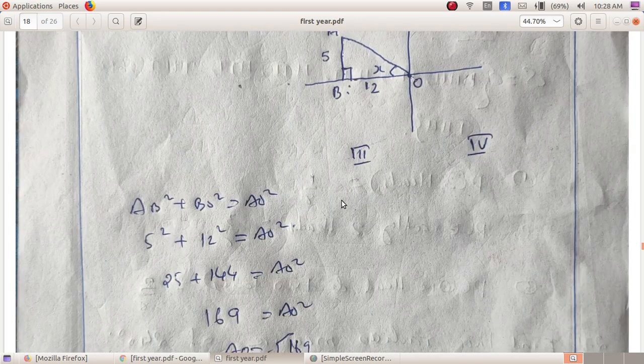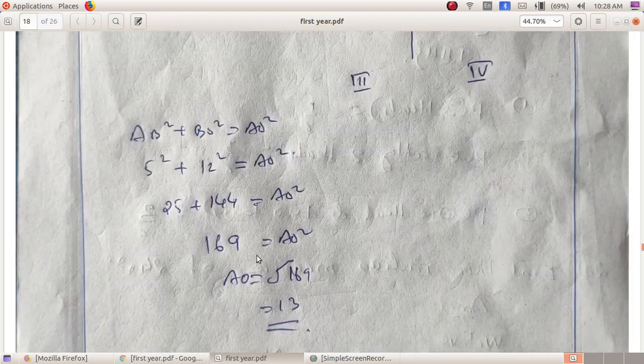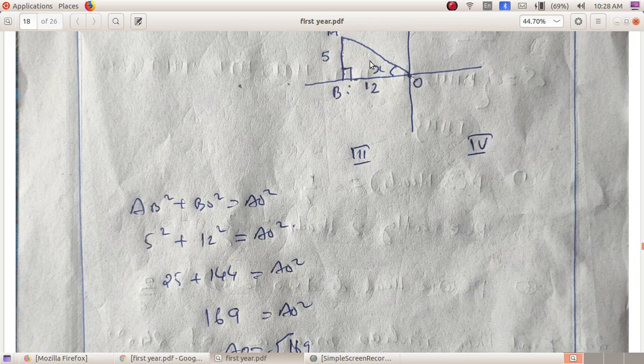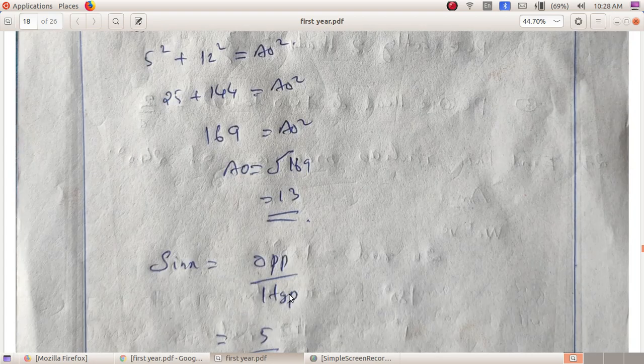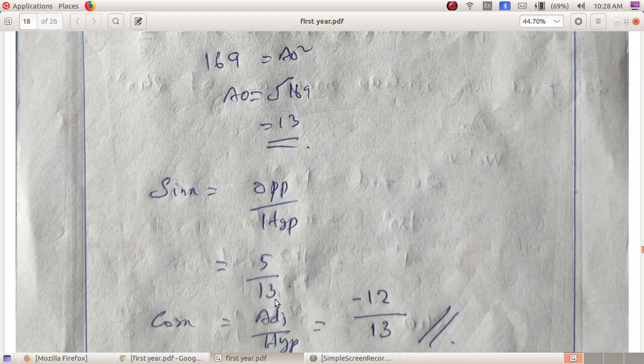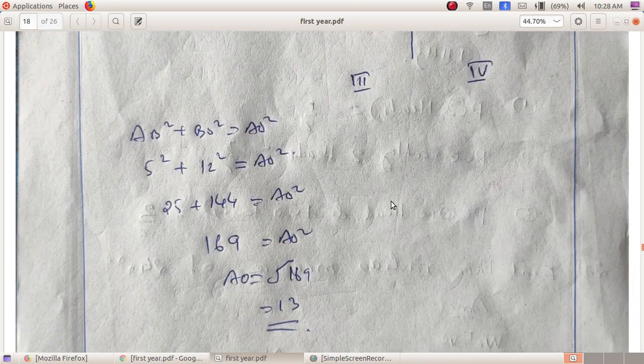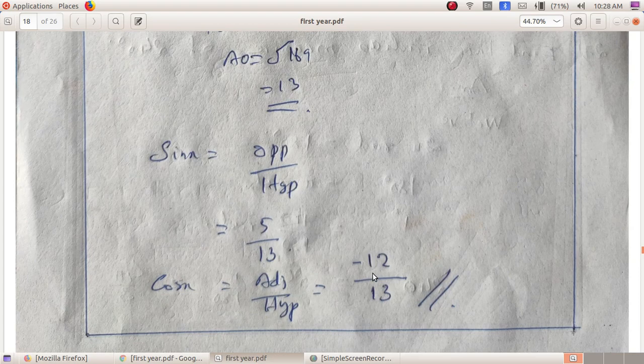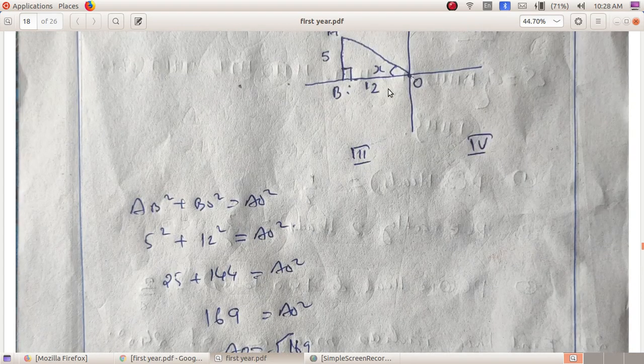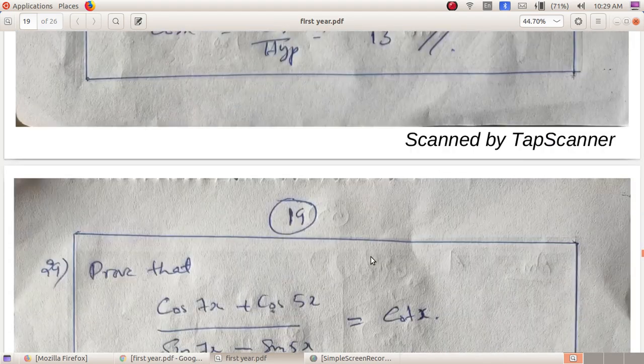Then what is sin x? Opposite side by hypotenuse. Opposite side means 5, hypotenuse 13. 5 by 13. Cos x, adjacent side by hypotenuse. Adjacent side is this one, hypotenuse is 13. 12 by 13. See, 12 we set as minus 12, that is minus 12 by 13.